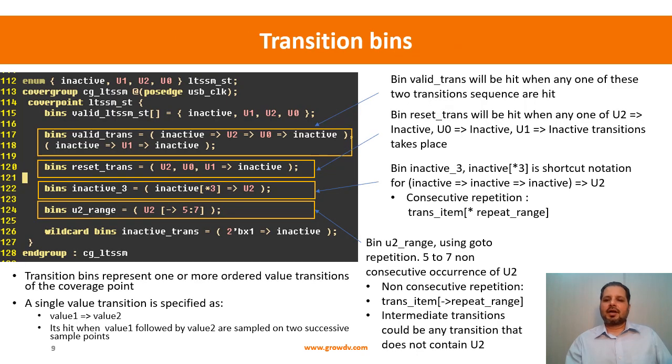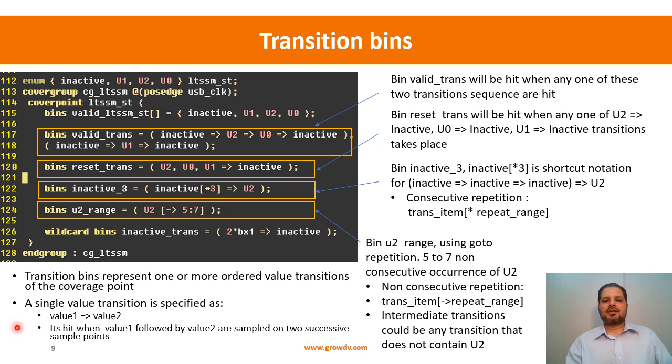So far we have looked at bins that are created using either discrete values or a range of values. Now in this particular slide, we'll look at how to create transition bins. Before we jump into the flavors and the syntax details, let's formally define it. A transition bin represents one or more ordered value transitions of the coverage point. What an ordered value transition means is that it should be like value 1 followed by value 2. So that is the order.